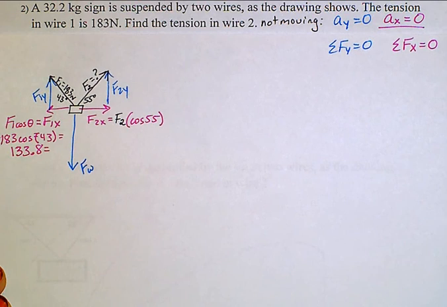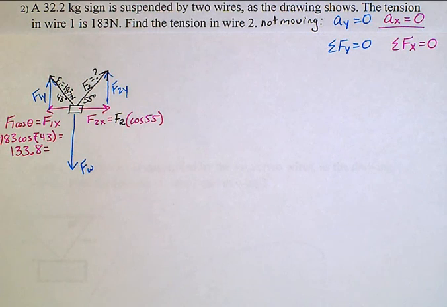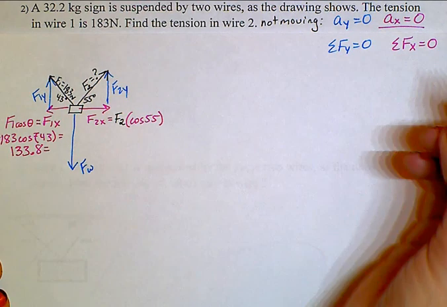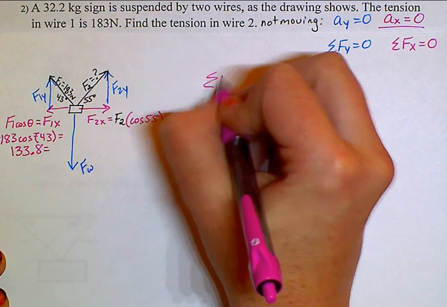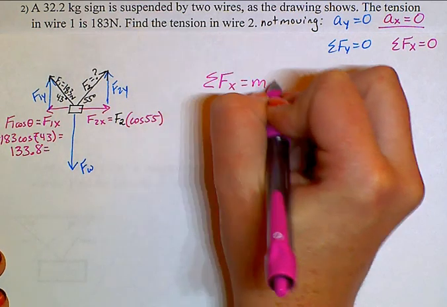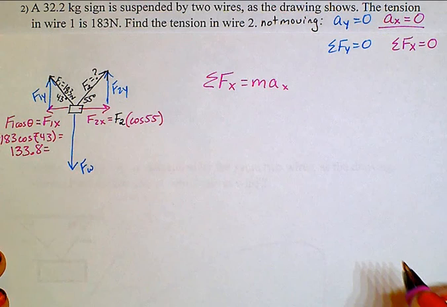I could also find F1y, F2y. F2y would be unknown, and I know the weight. But I don't even need them for this particular kind of static equilibrium problem. So I'm going to sum the forces in the x and sum them in the y as well. And the x is going to be easier because I only have 2. So if I start just like before, I only have 2 here.